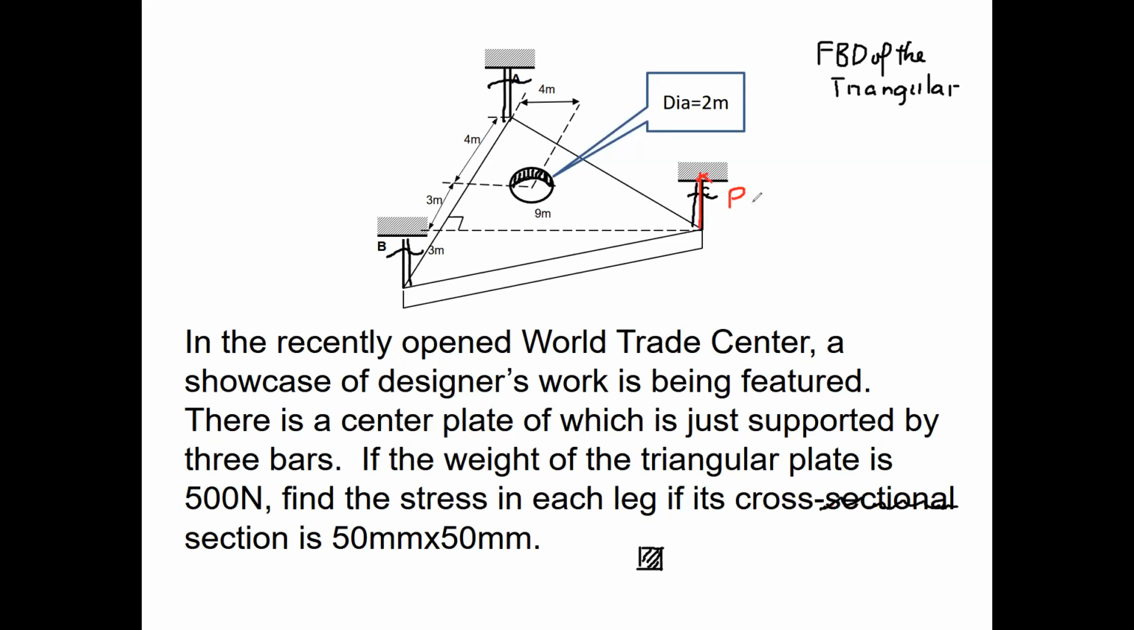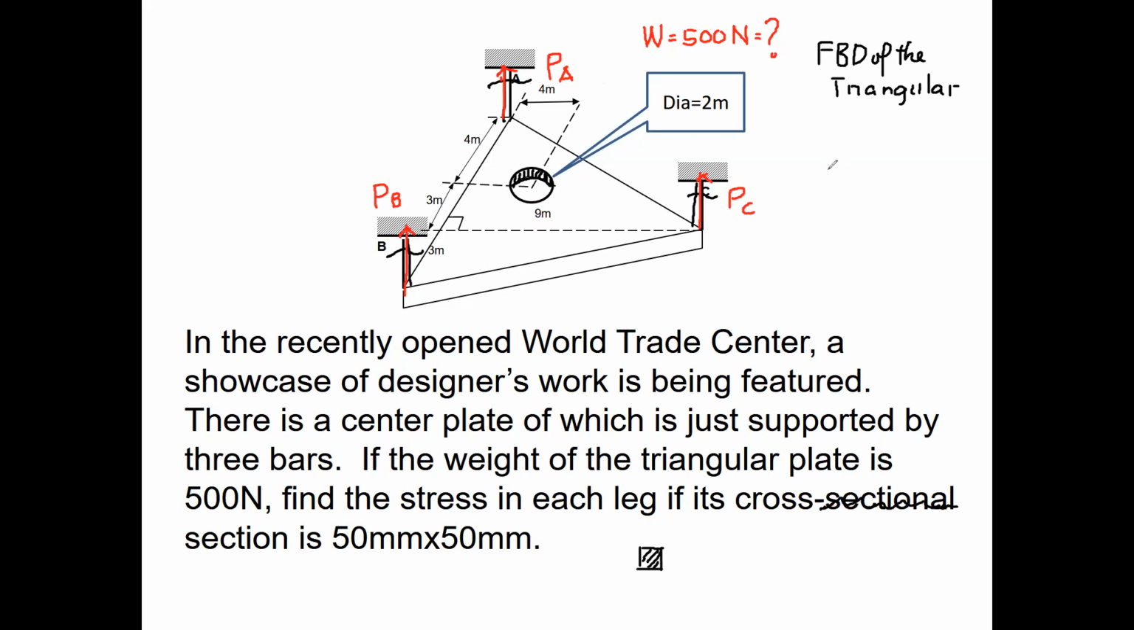So this is the tension on C, or P of C. This is the tension on A, I'll just call it P of A. And the tension in our leg B, P of B. So these are our forces acting. However, the plate is supposed to weigh 500 newtons. So the problem is, where is this acting? It should be acting at the centroid of the figure.